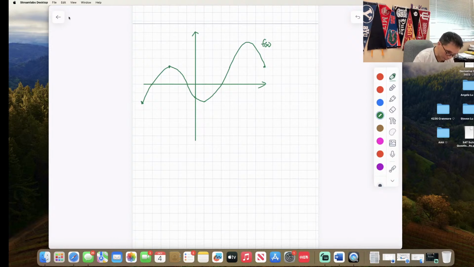We already talked about what the domain is here. Can you guys tell me what's the domain here? What will be a domain here? It's going to be what?